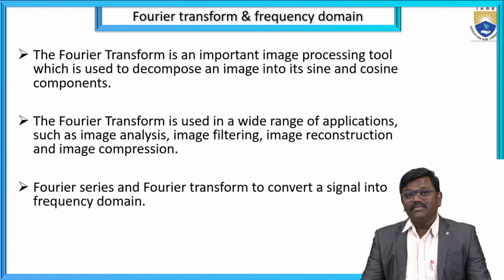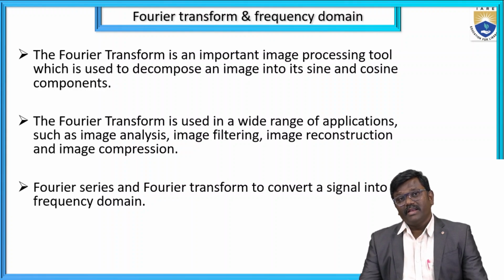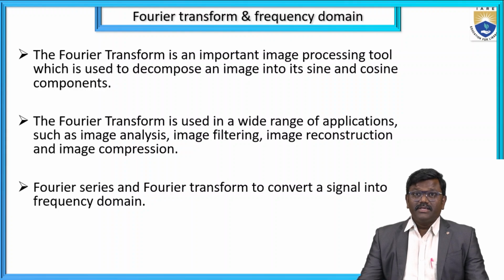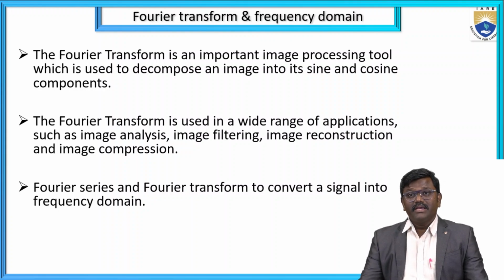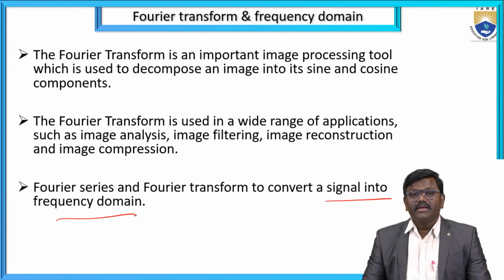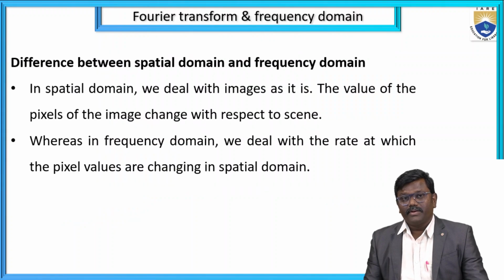So the Fourier transform is also an important image processing tool, used to decompose an image into its sine or cosine components. It is used in a wide range of applications such as image analysis, image filtering, image reconstruction and image compression. The Fourier series and Fourier transform both convert a signal into the frequency domain; both do the major job of converting time domain to frequency domain.